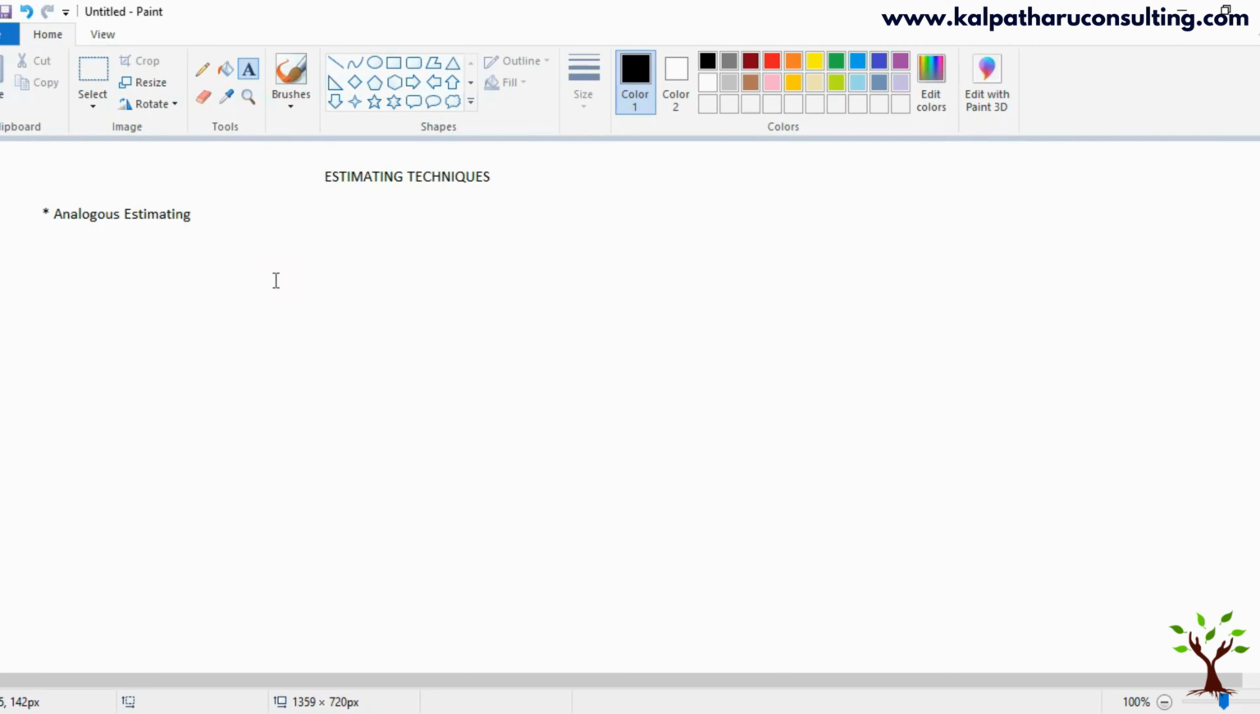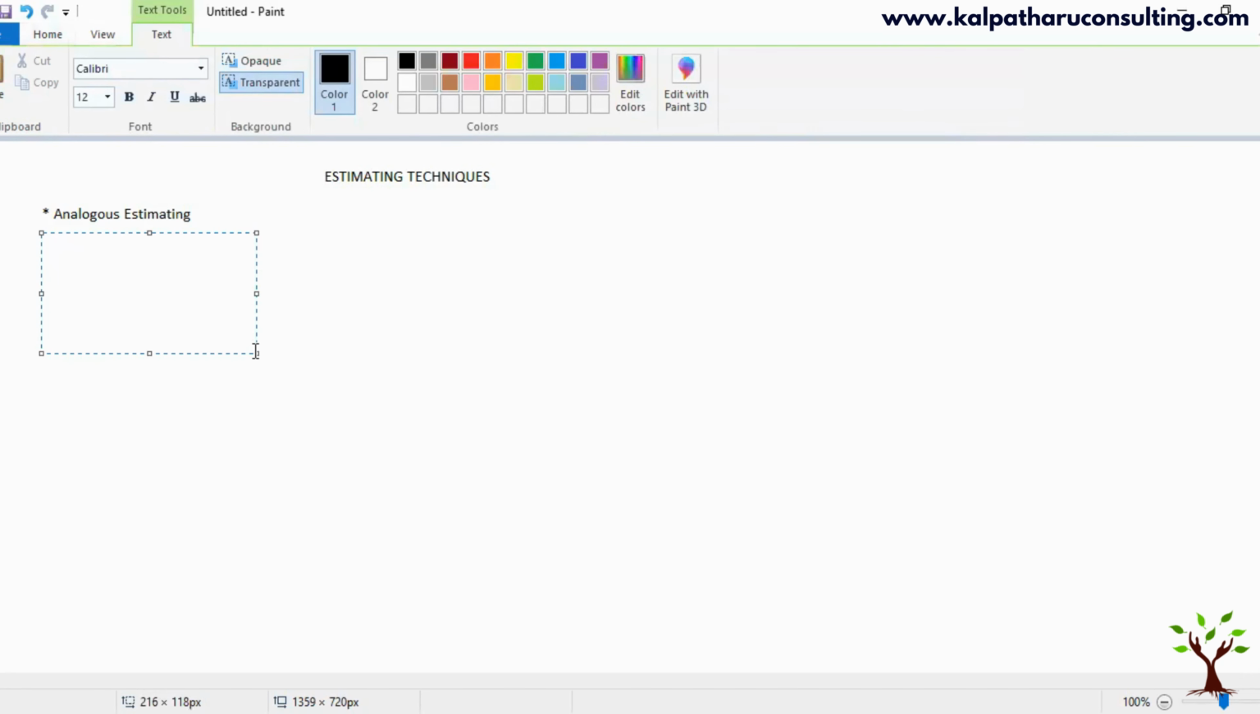In analogous estimating, the quality is questionable because you're not going to consider the current variable factors, right? When may you go for analogous estimating? Maybe at the very beginning of the project, when you do not have much clarity. Or when you are short of time to come out with an estimate, maybe your management or your client is asking for some estimate, and in a few hours you have to provide it, then you may use analogous estimating.